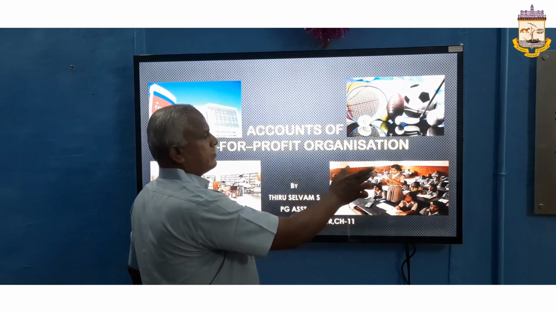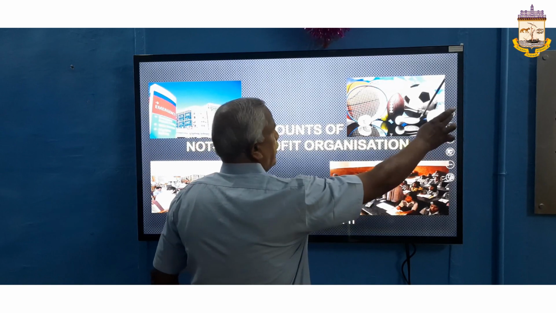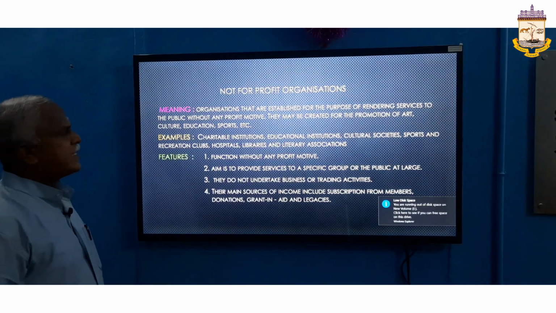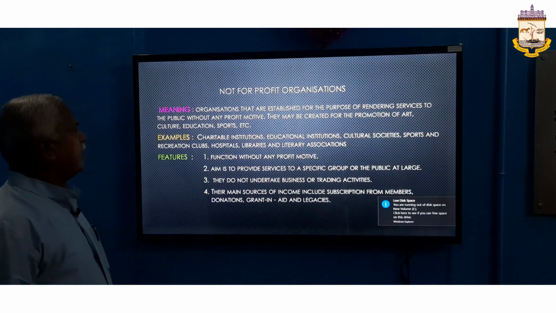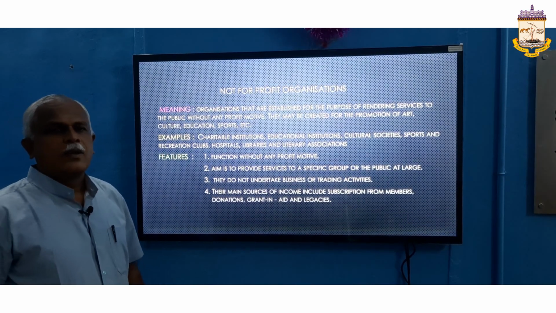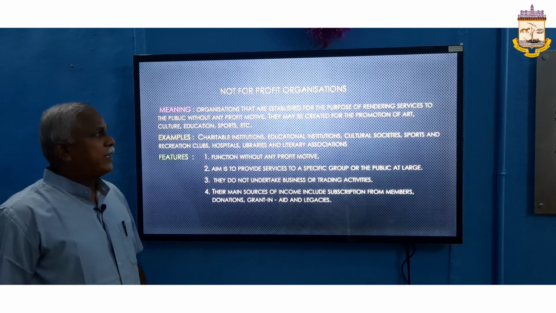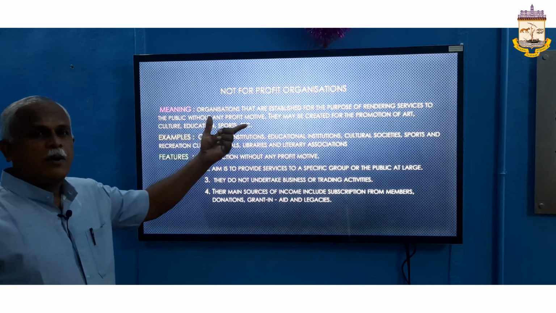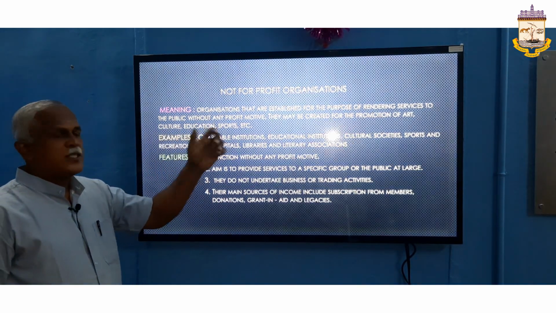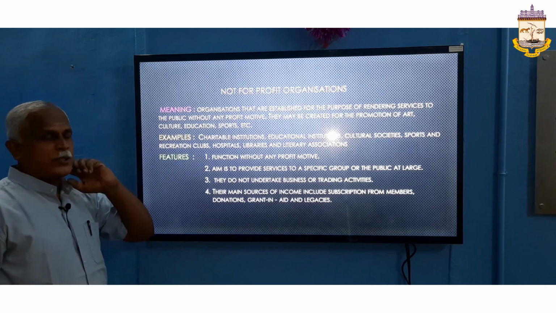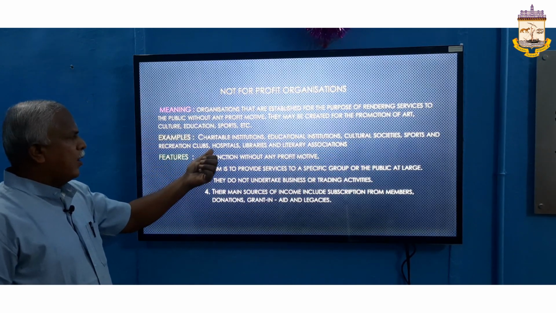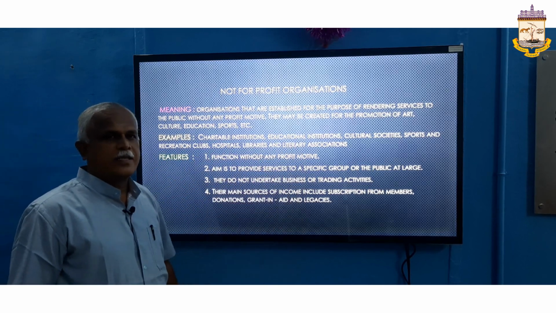Now let us learn the meaning of not-for-profit organization. Organizations that are established for the purpose of rendering service to the public without any profit motive. Now we know a commercial organization, or an organization which does business in public, is aimed at making profit, but they do not have any profit motive. They may be created for promoting art, culture, education, sports, etc. Examples: charitable institutions, educational institutions, cultural societies, sports and recreation clubs, hospitals, libraries and literary associations.